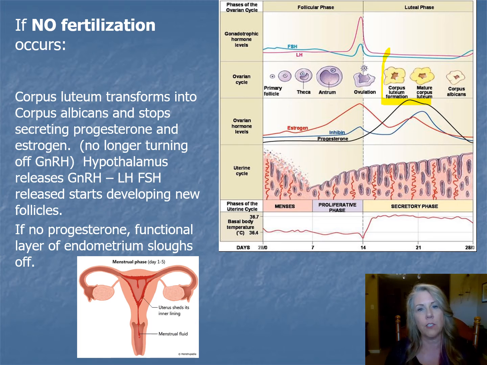Now, if no progesterone, so the corpus luteum is not producing any progesterone anymore, then that has an effect on the uterus. So if no progesterone, the functional layer of the uterus, the endometrium, is now prompted to slough off. So the lack or very low level of progesterone is the trigger for the endometrial layer to break off. Okay, so then we're right back at day 1. The first day of the period of that menstrual phase of the uterine cycle, we're back at day 1.